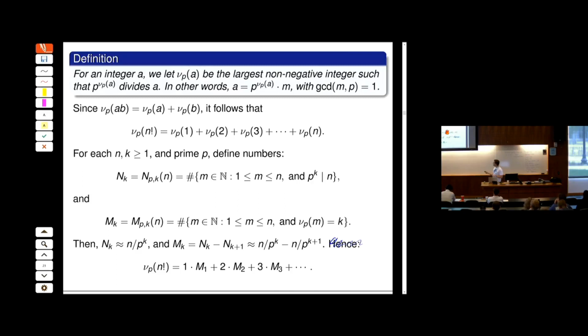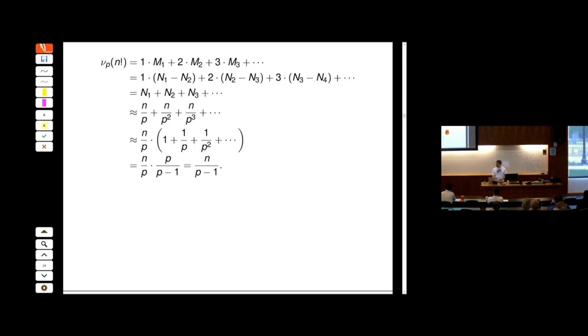So that gives you the valuation of n factorial, and then if you use the approximations we've come up with, the valuation of n factorial will be that formula. m_1 is by almost definition n_1 minus n_2, plus 2 times n_2 minus n_3, and so on. If you simplify that telescoping sum, you get n_1 plus n_2 plus n_3, and so on. Approximately, each one of those is n over p plus n over p squared plus n over p cubed, and so on.